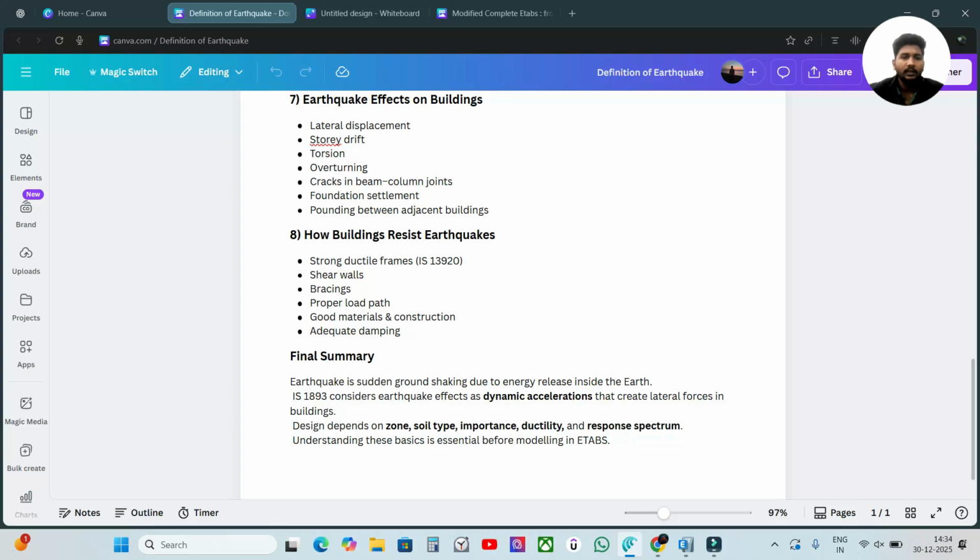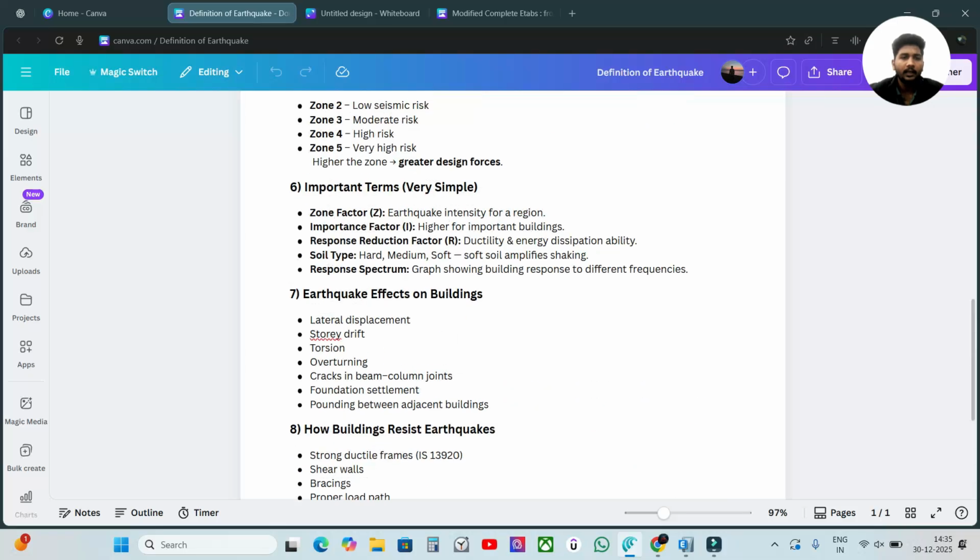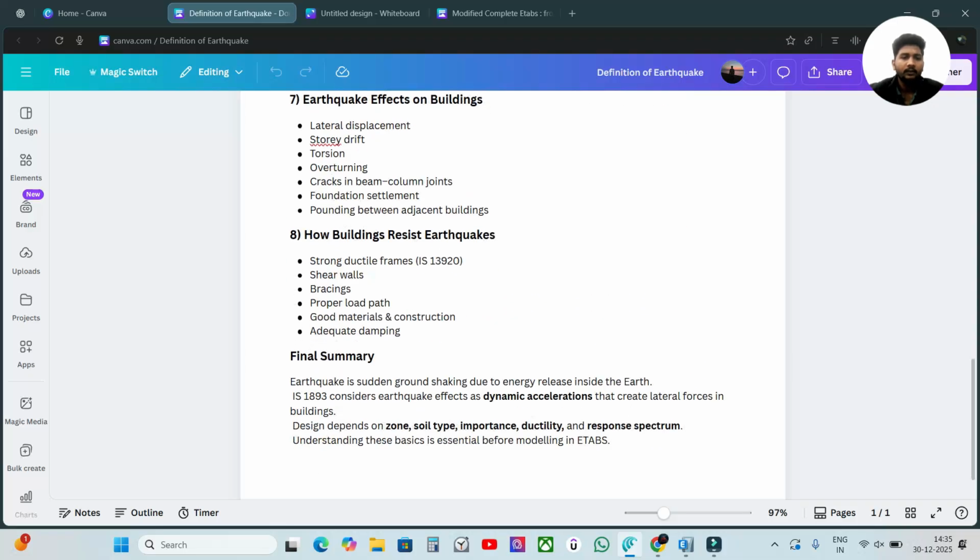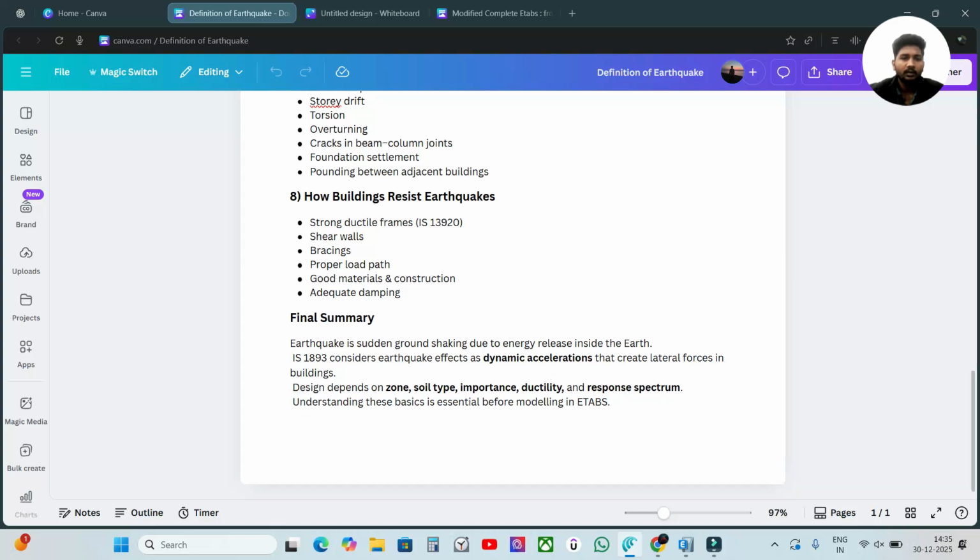Now we see how the building resists the earthquake. The building resists the earthquake based on strong ductile frames, which is based on IS 13920. To resist the building from collapsing in the earthquake, we use strong ductile frames. Shear wall is a very important element for earthquake areas in high seismic zones. Zone 5 requires shear walls if the building is high rise. Then bracing and proper load path, good material and construction, and adequate damping are how the building resists the earthquake.